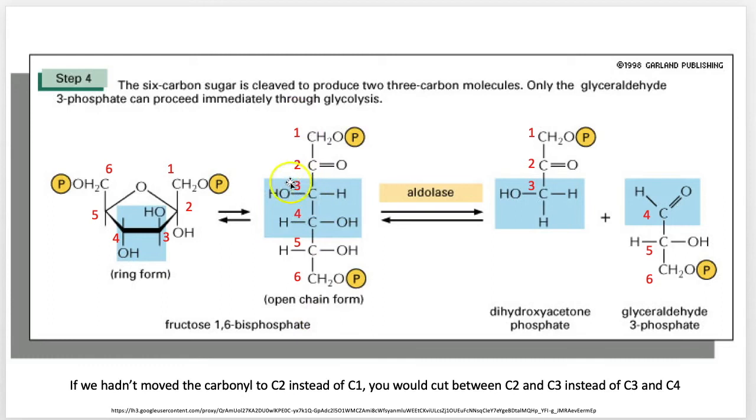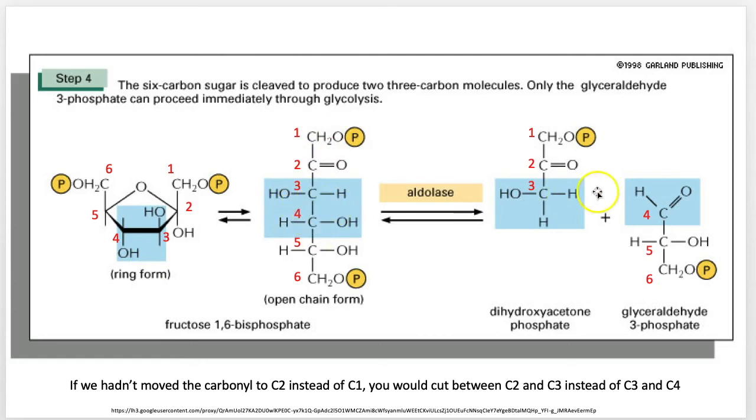We're going to cut between the 3 carbon and the 4 carbon, because of the position of this carbonyl. This tells the aldolase, hey, there's your carbonyl, go 1, 2 carbons and cut between those two. If it was on the end, it would go 1, 2 and cut between the 2 and the 3 carbon. Well, that would give you a 4 carbon molecule and a 2 carbon molecule. That's weird. I wouldn't know what to do with it. Your body doesn't either. So we move that carbonyl to the 2nd carbon, which says go 1, 2 and cut between those two. Awesome.